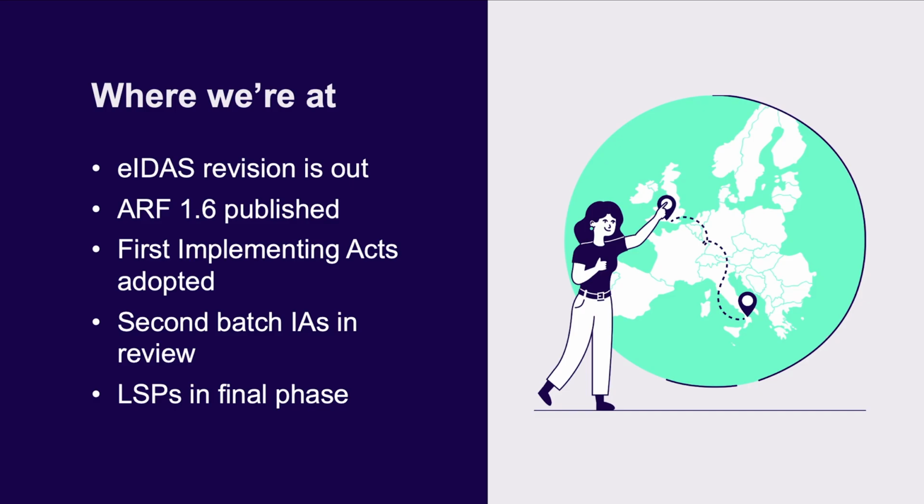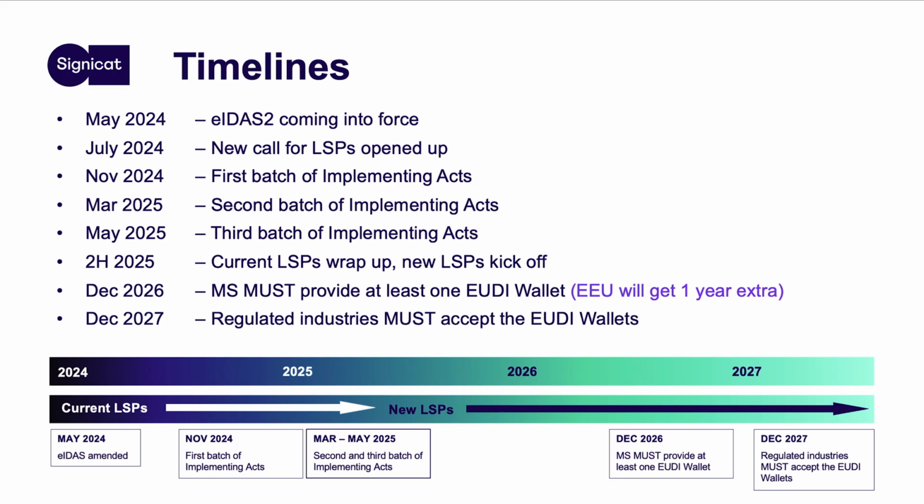So right now we've got eIDAS. We've got ARF 1.6. Well, I think it's even 1.6.1 by now. So we had months with no updates, and now there's 3 or 4 in a row. So that's moving quickly. First implementing acts adopted, second batch in review, and the large-scale pilots that are running are in their final phase. They're all wrapping up mid of this year.